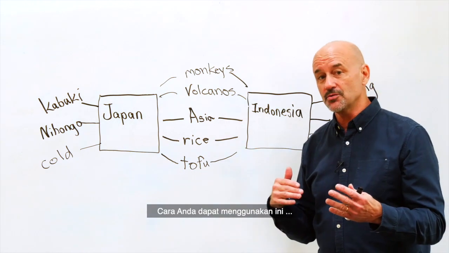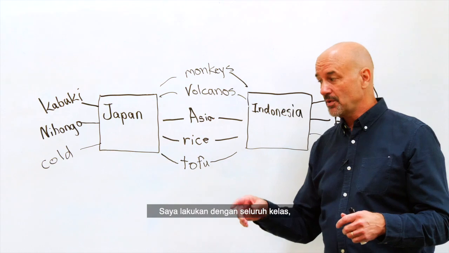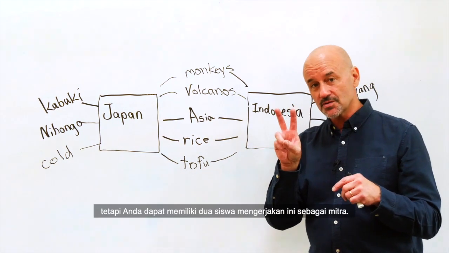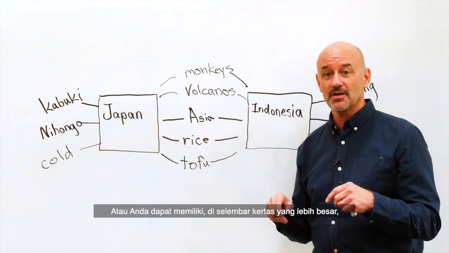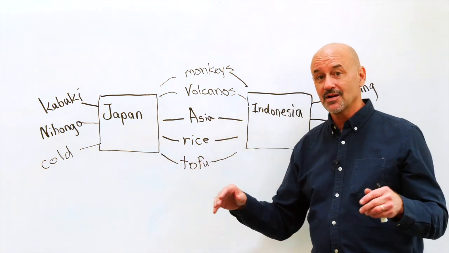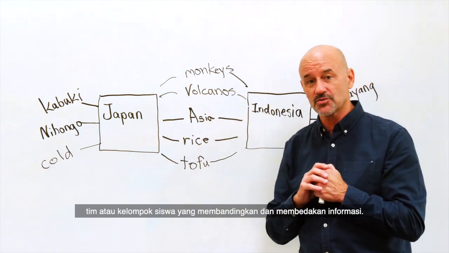And the way that you use this, I am doing it with a whole class, but you could have two students working on this as partners. You could have, on a bigger piece of paper, a team or groups of students be comparing and contrasting information.